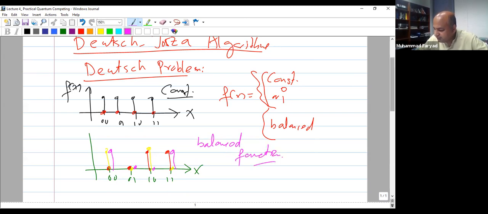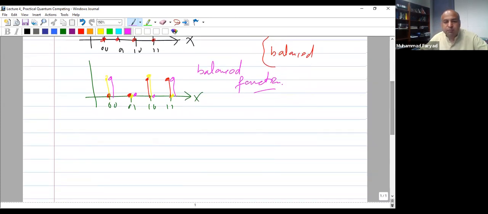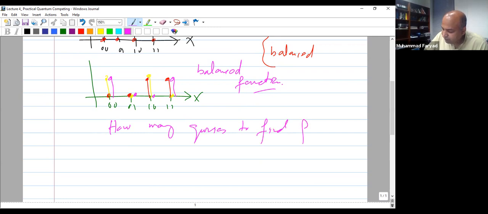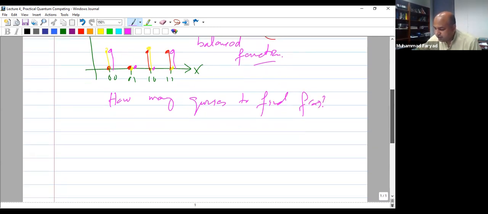So the problem is, if you have access to a black box which implements this function, how many queries to that black box do you need to find out whether the function is balanced or constant? So the problem is, how many queries to find f of x. So let's first see the classical solution.